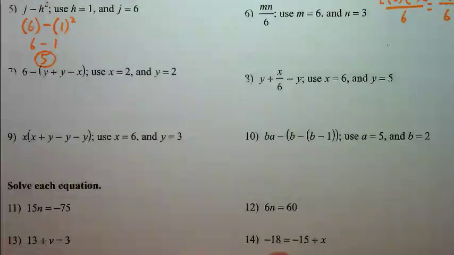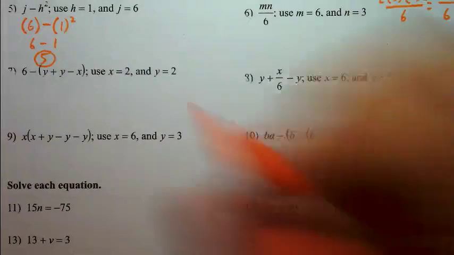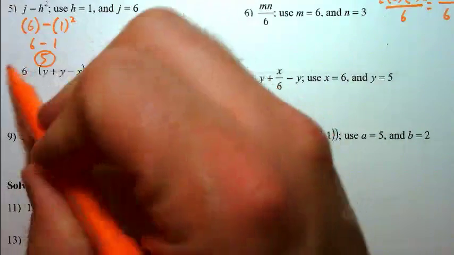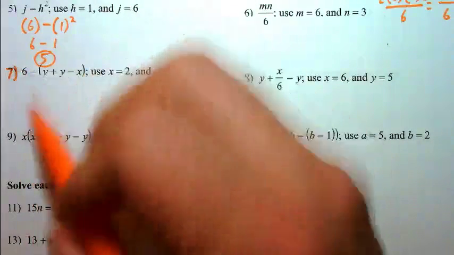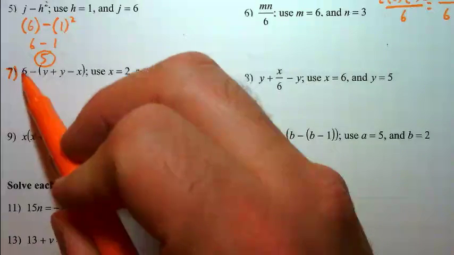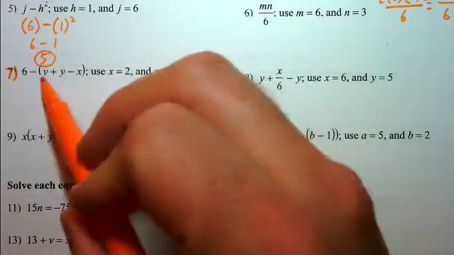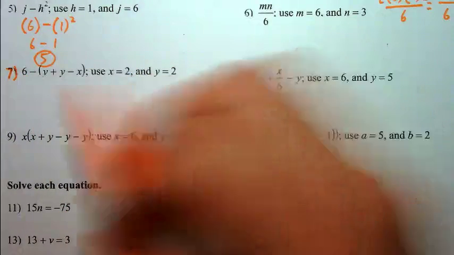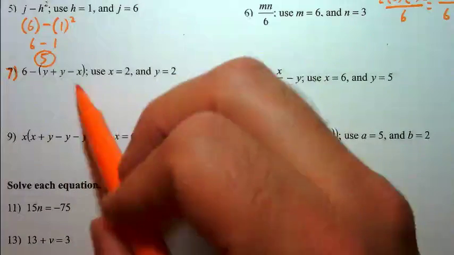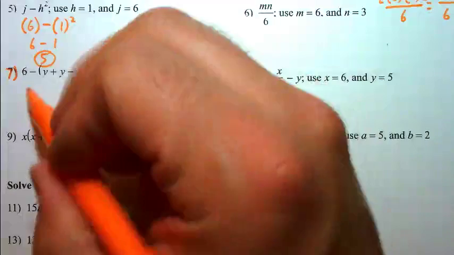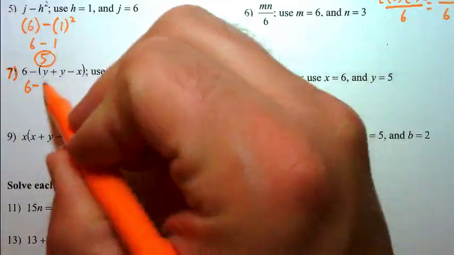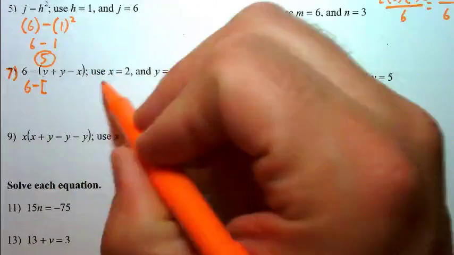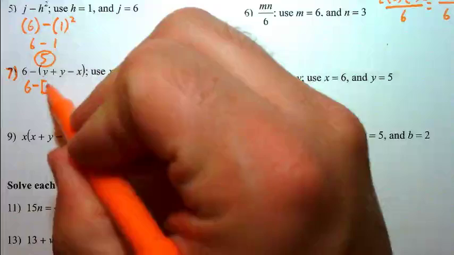Alright, on number 7. 7, I kind of got messed up on the printer. So on 7 we have 6 minus parentheses, and then we have to plug in these values for x and y. Well, they are both actually 2's, so plug it in and we get 6 minus, I'm going to change the original parentheses to brackets.